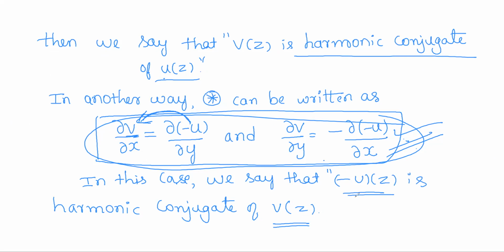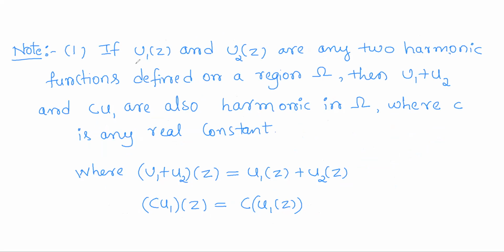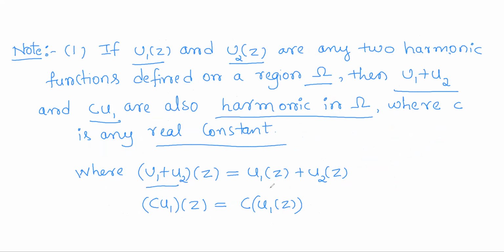So now we shall come to a note. If U1 and U2 are two harmonic functions defined on some region omega, then their sum U1 plus U2 and scalar multiple of U1, that is C into U1, are also harmonic, where C is a real constant, and U1 plus U2 is defined as U1 of z plus U2 of z, and C into U1 of z is defined as C into U1 of z. So this is how we define sum of two functions, and this is scalar multiple of a function.